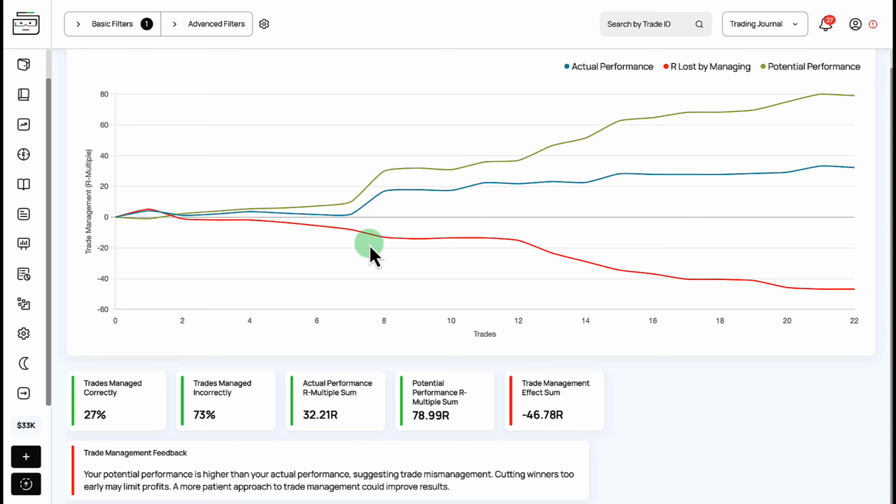Let's also take a look here at the red line. And this is the trade management effect line here. And while this line is going down, it shows you that you are losing money. So whenever you see a dip in this line, it means that you have lost a little bit more on actively managing your trade. So what we can do is we can look behind a data point.